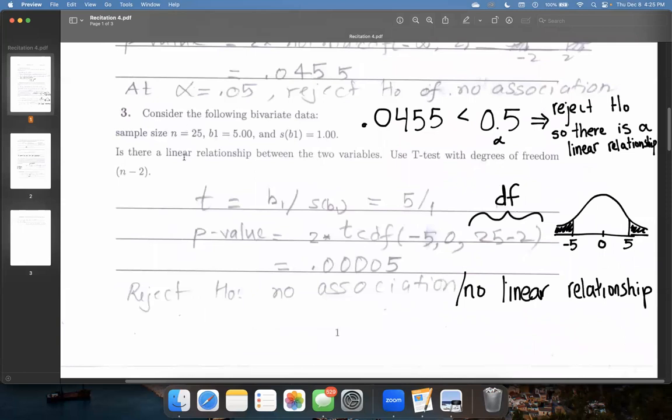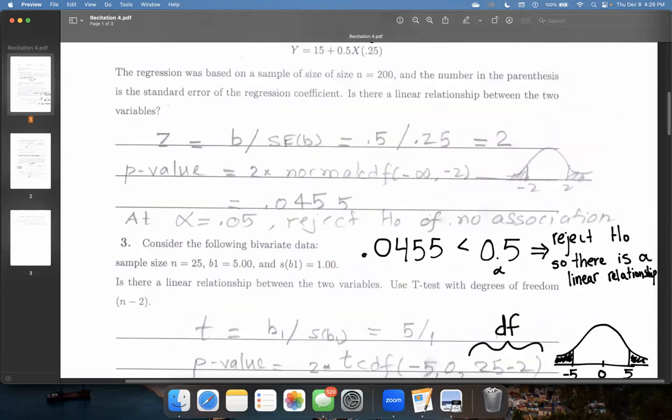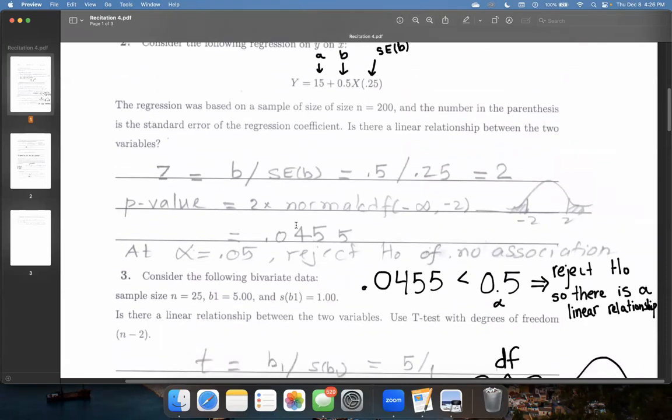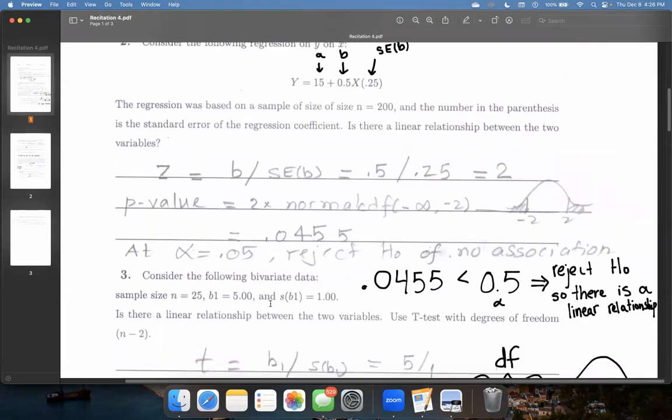So consider the following bivariate data. Our sample size is n equal to 25. Our B1 is 5, and our standard deviation of, sorry, I've been saying standard deviation. I meant to be saying standard error.